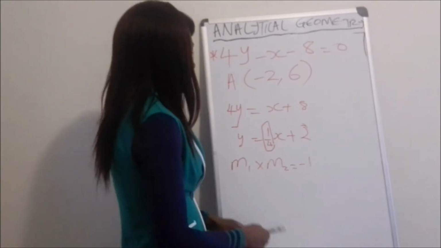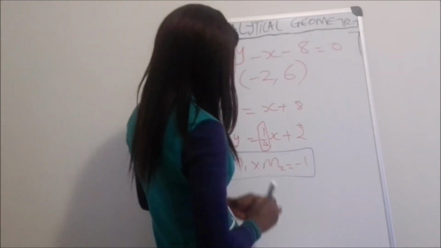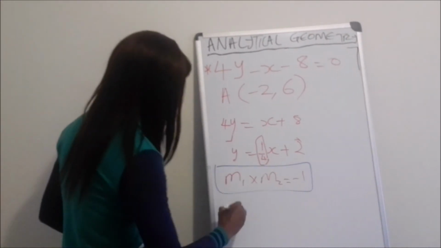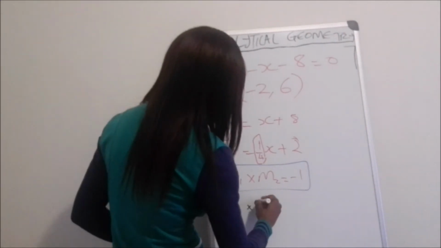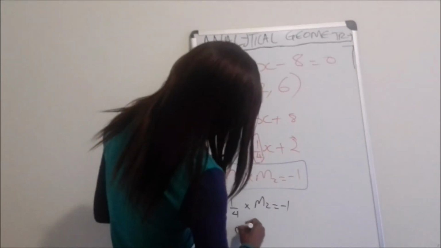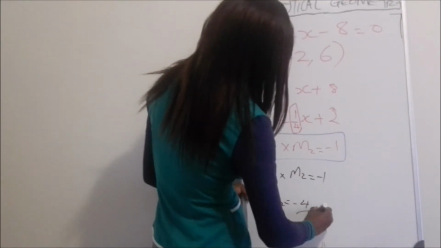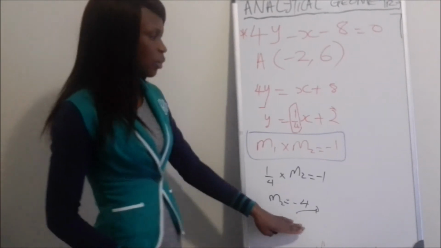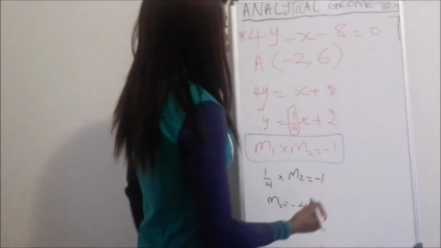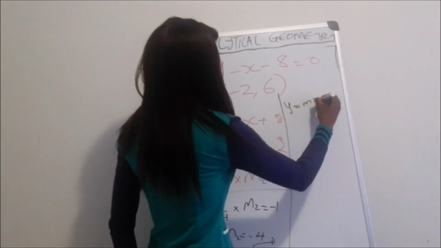This is the rule of perpendicular lines: m1 multiplied by m2, the product of that, will give you -1. To find that, we have the first gradient, which is 1/4, multiplied by m2 equals -1. From here we can now find the second gradient, m2, which equals -4. Now that we have m equals -4, we can substitute it into our equation of a straight line, which is y = mx + c.